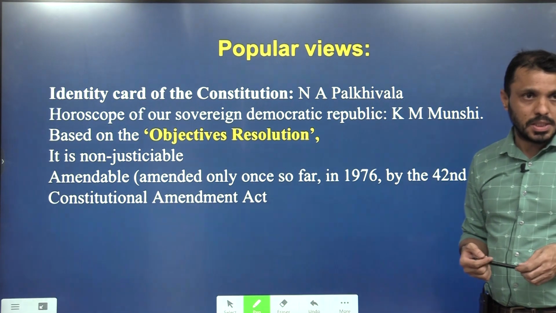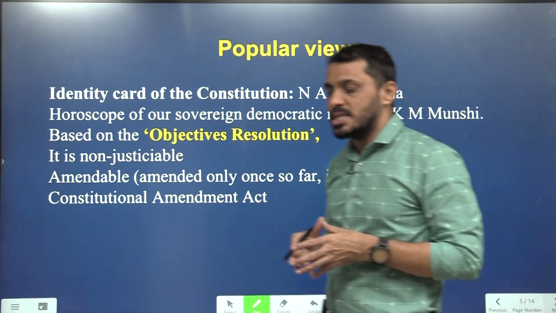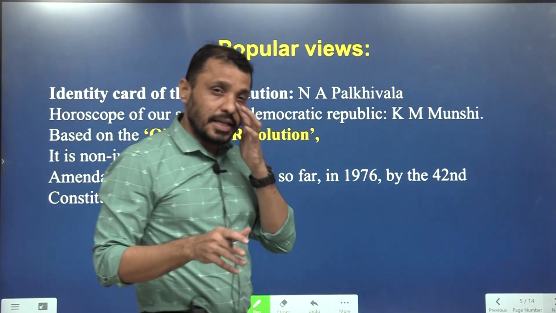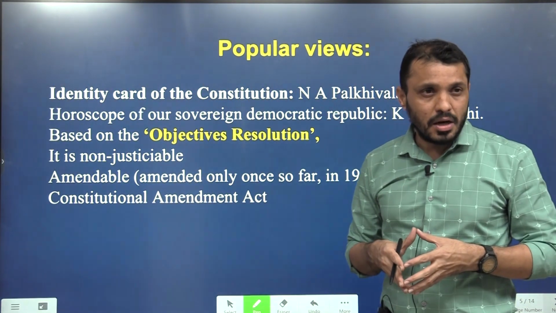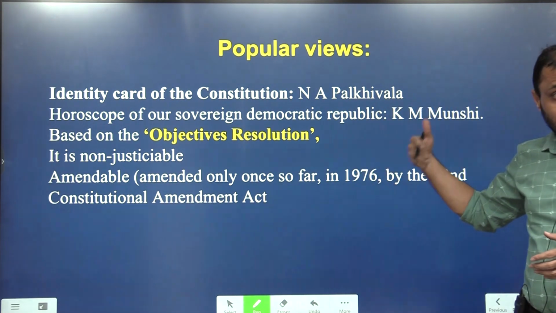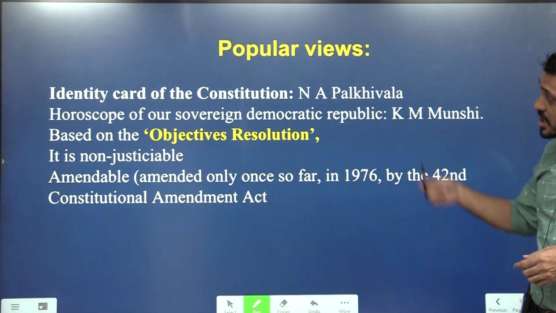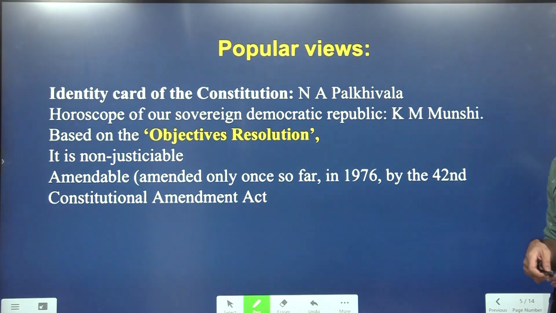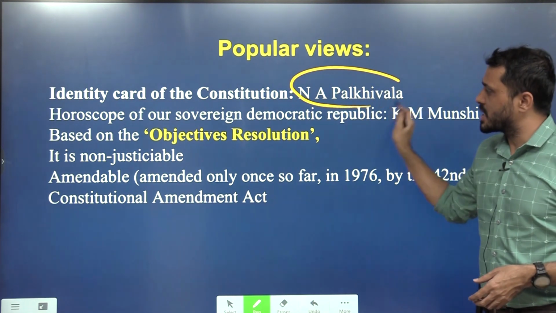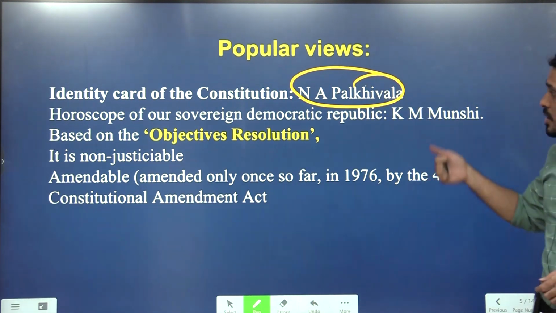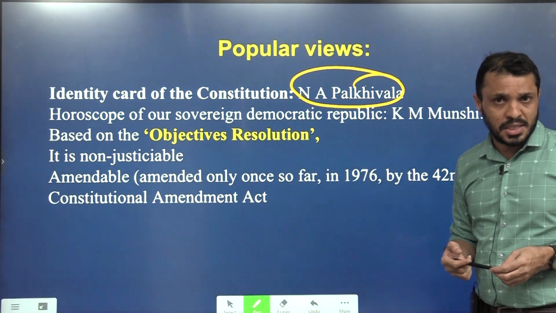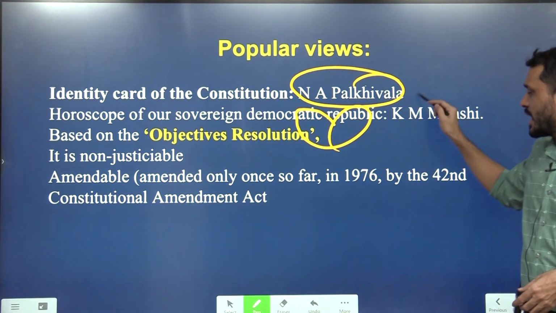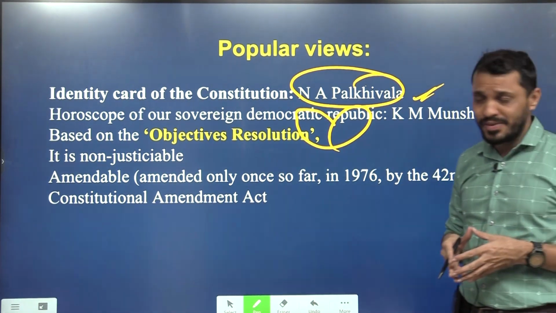Next, some of the popular views. Sometimes in UPSC questions, they ask some political science related questions, like a statement given by some philosopher, or a statement given by some popular expert in the Constituent Assembly. They give their statements and ask you true or false. One popular statement is by Palkhivala: the preamble is considered the identity card of the Constitution. And K.M. Munshi called it the horoscope of the sovereign nation.